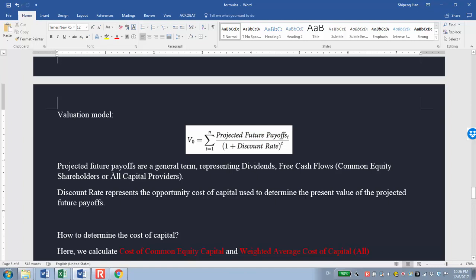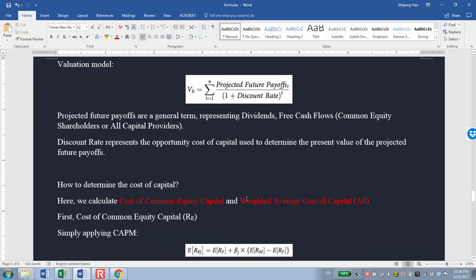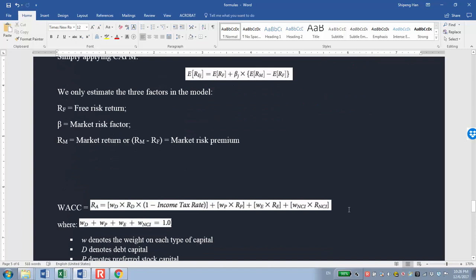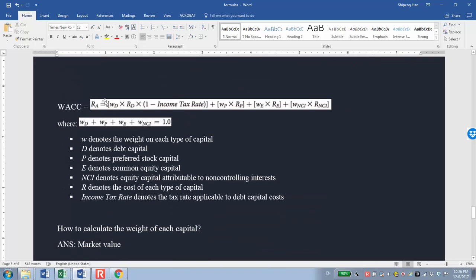We also have another model where the payoff is free cash flow available for all capital providers. For the different calculations of free cash flow, we need to use a different discount rate. The discount rate we use is WACC. So next is how to calculate WACC. The formula is this.